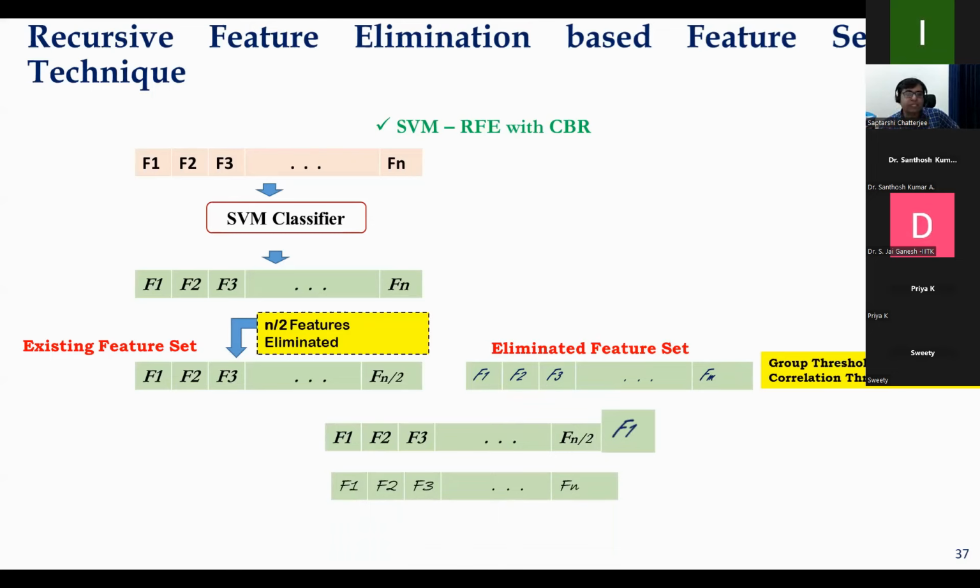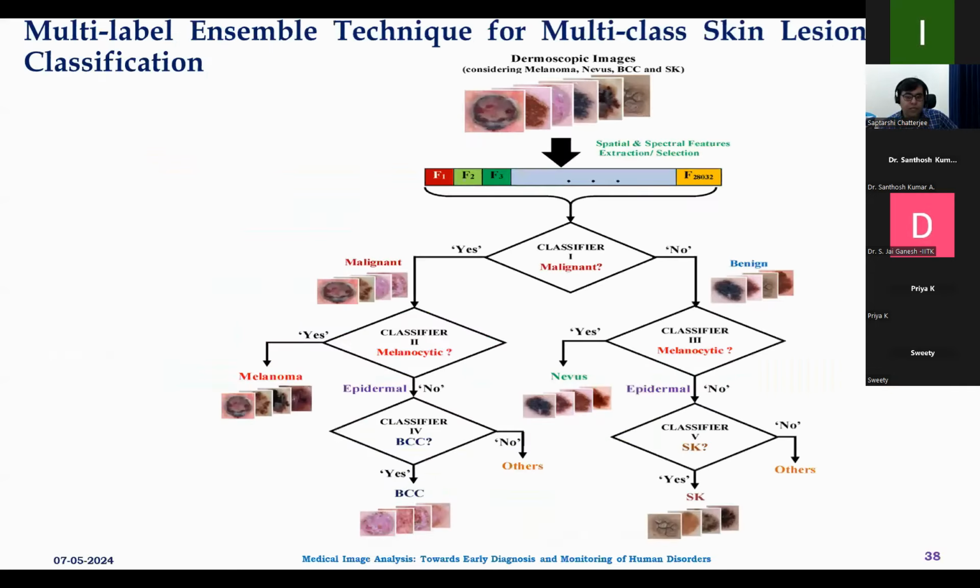Now these features again will be used in the SVM classifier, and this way recursively we can determine a new feature set. That feature set is the ranked feature set, where the feature which is eliminated first is the lowest rank feature, and the feature which has been eliminated last is the highest rank feature. So after this feature extraction and feature selection, the multi-class classification has been performed.